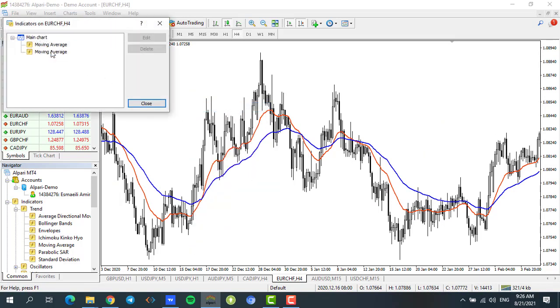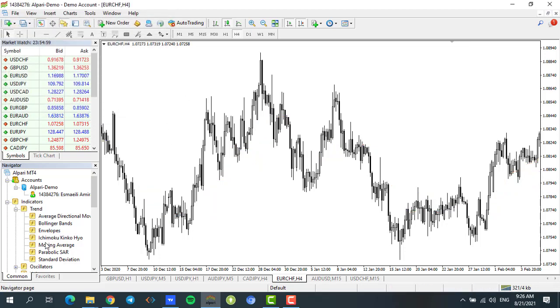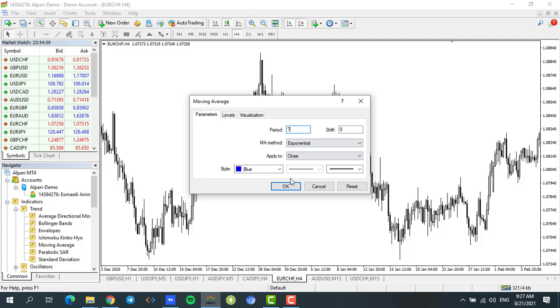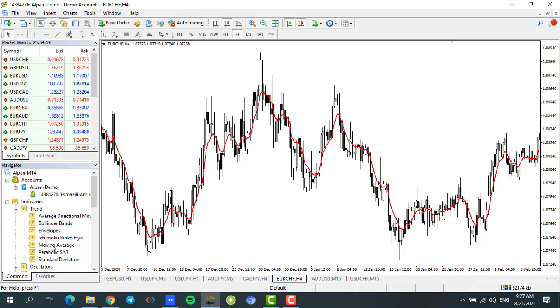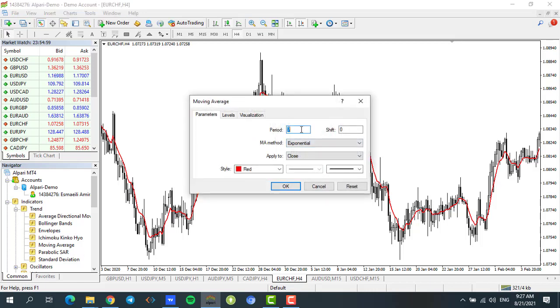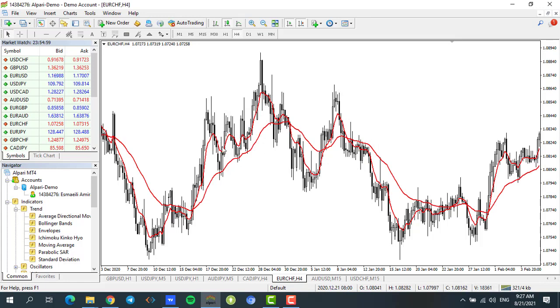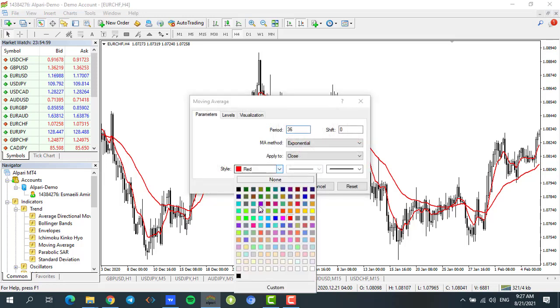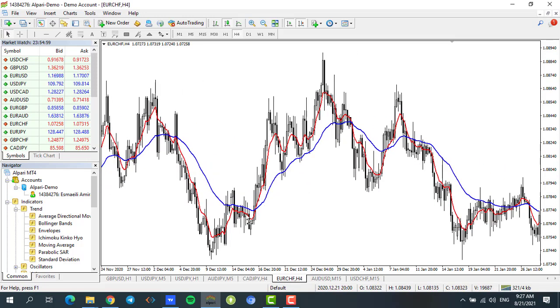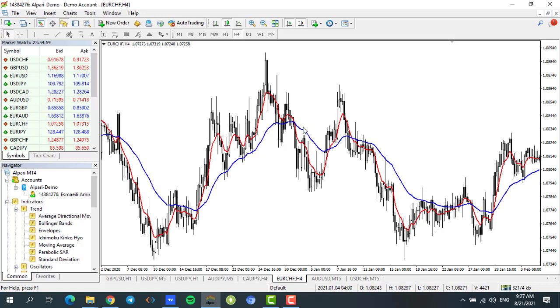And let me insert a short term and a mid term. For example, 7 in red, and for example 36, sorry, 7 and 36, in blue. Okay, if our short term goes below the mid term, it's a sell position. If it goes above the mid term, it's a buy position.